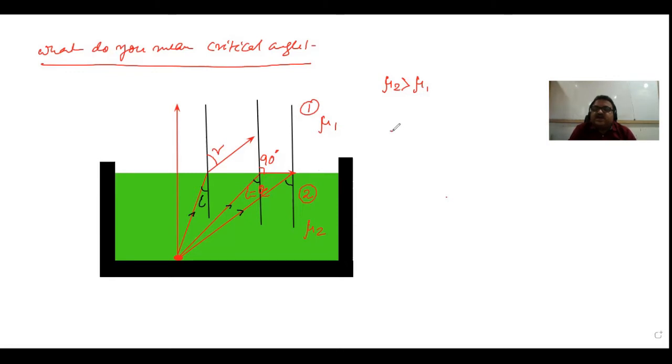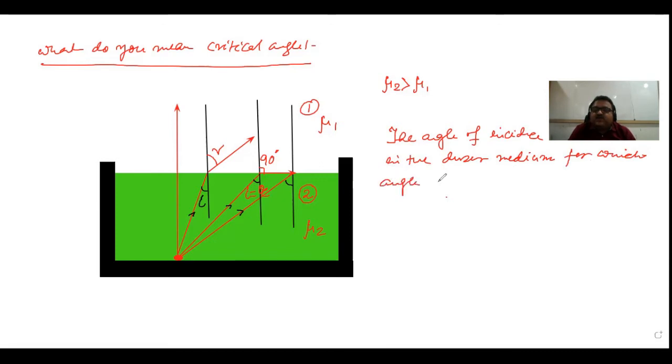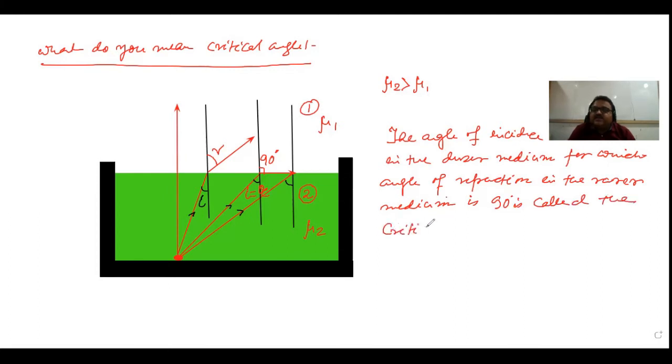So, what is the definition of critical angle? The angle of incidence in the denser medium, be careful, in the denser medium, for which the angle of refraction in the rarer medium is 90 degrees, is called the critical angle for that pair of media.